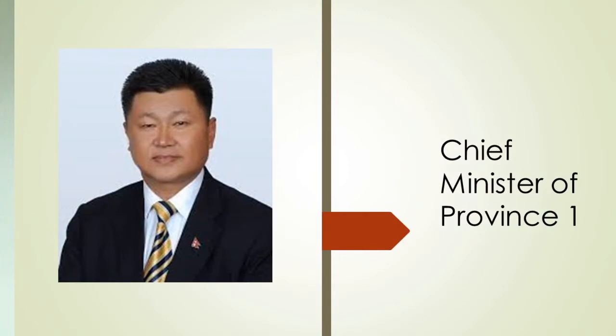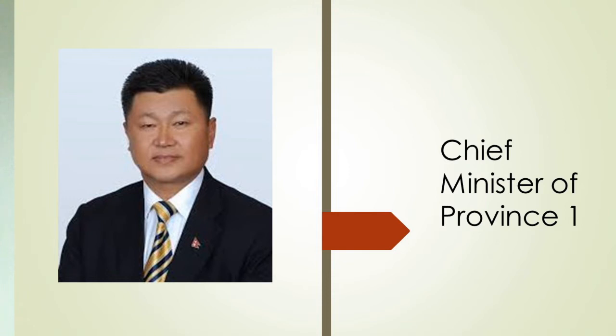Well, you can see in the picture a gentleman. Obviously, you can guess that it's the chief minister of province number one. I have not written his name. It's Sherdhan Rai. Sherdhan Rai is the chief minister of this province. Okay, he is the chief of this province.